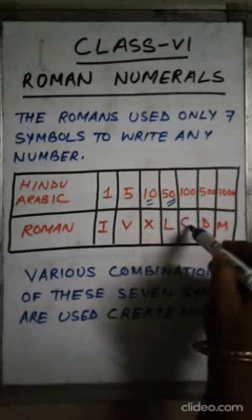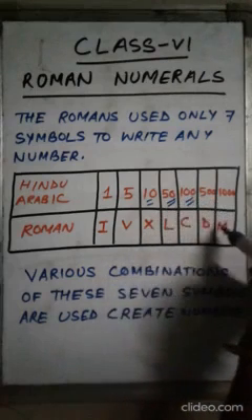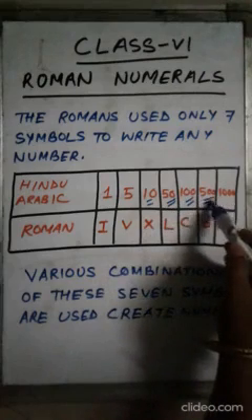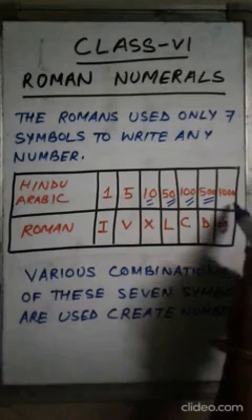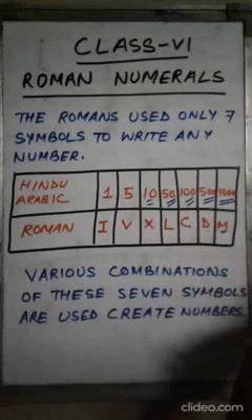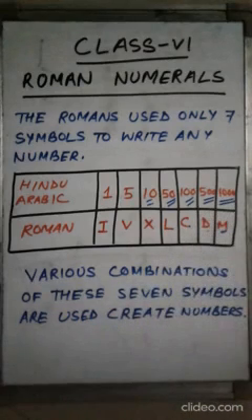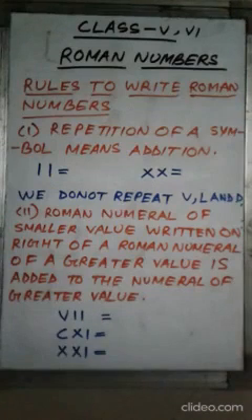For C, that is century, for 100. For D, this is 500. For M, millennium, it is 1000. Various combinations of these 7 symbols are used to create numbers. Students, now we shall learn some rules to write Roman numbers.